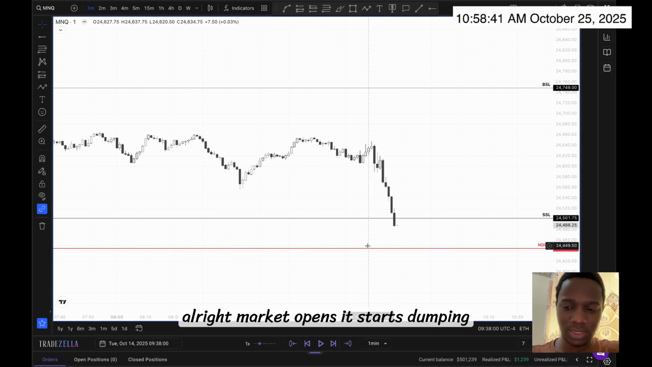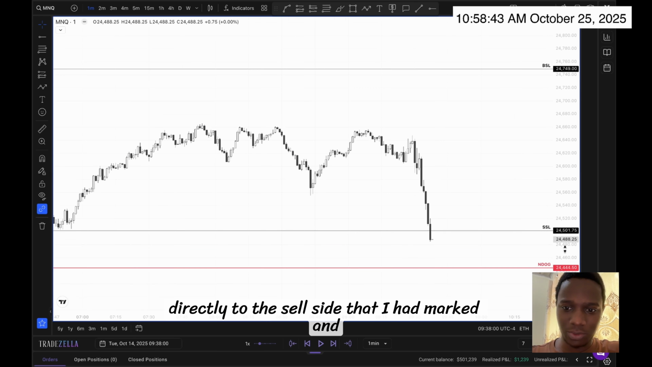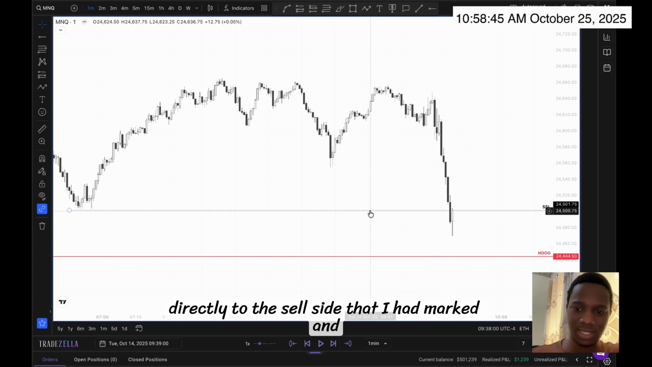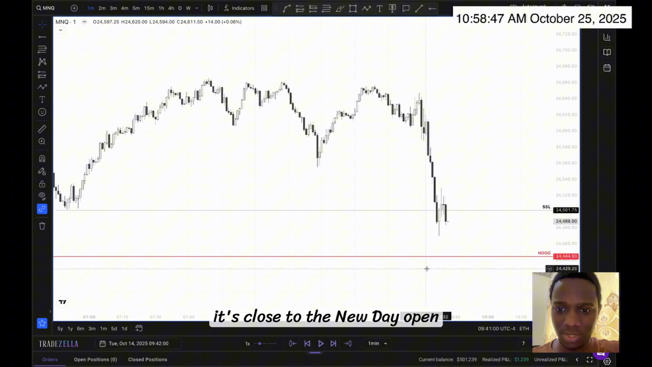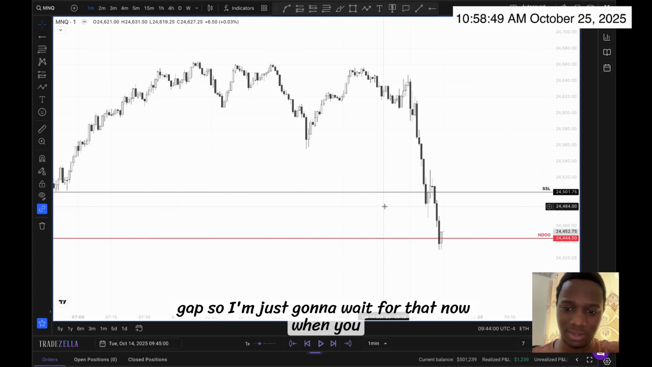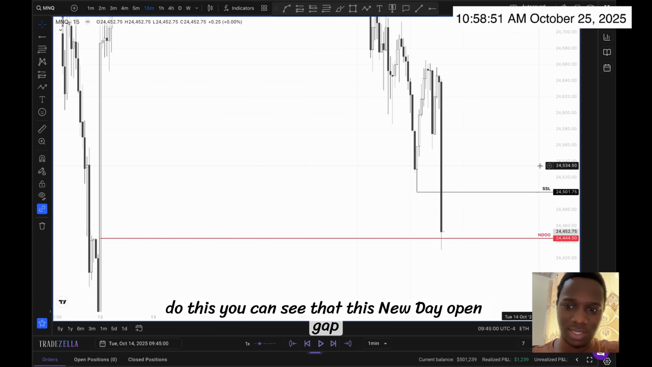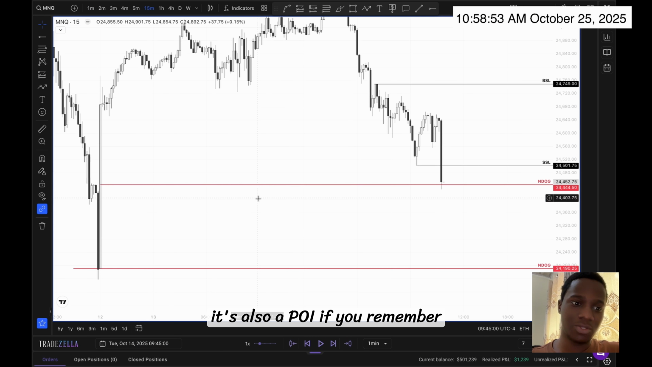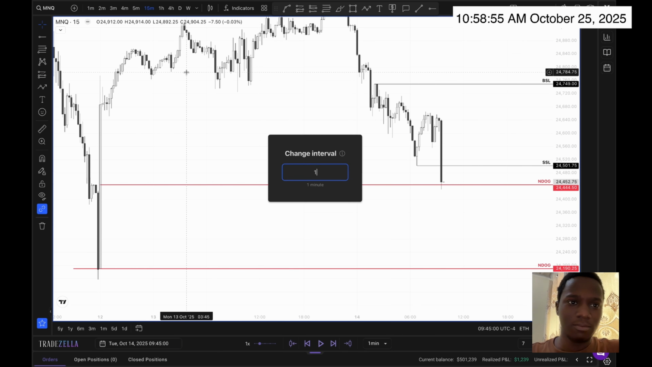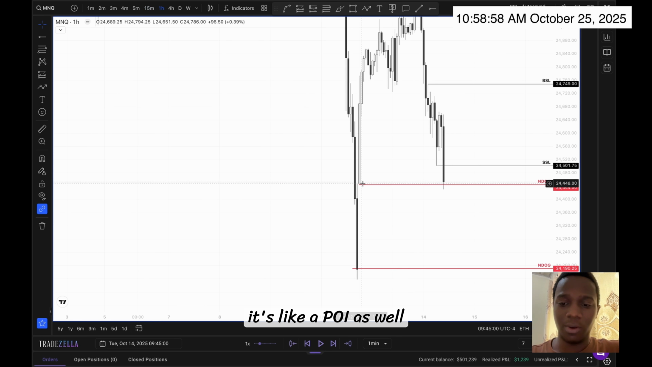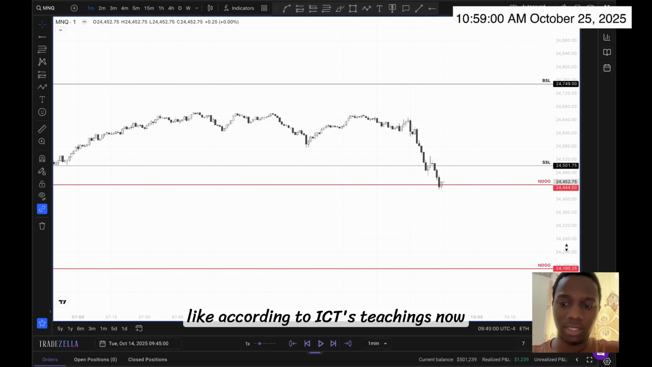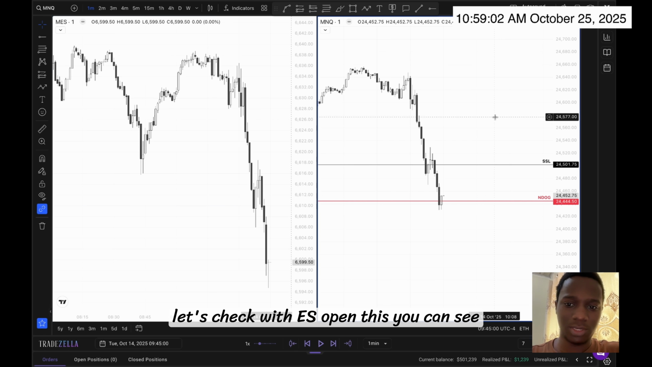Right, market opens, it starts tanking directly to the sell side that I had marked, and it's close to the new day open gap, so I'm just gonna wait for that. Now when you do this, you can see that this new day open gap is also a POI. If you remember, it's a POI as well, according to ICT's teachings. Now let's check with ES.